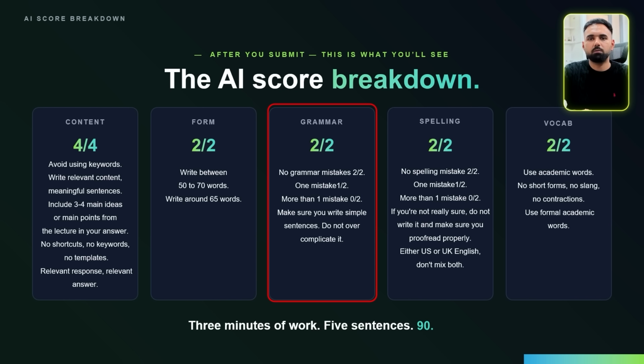Then you get two points for grammar, pretty simple. If there are no grammar mistakes, 2 out of 2. One grammar mistake, 1 out of 2. More than one grammar mistake, 0. To get 2 out of 2, make sure you write simple sentences. Do not overcomplicate it. Do not write complex sentences.